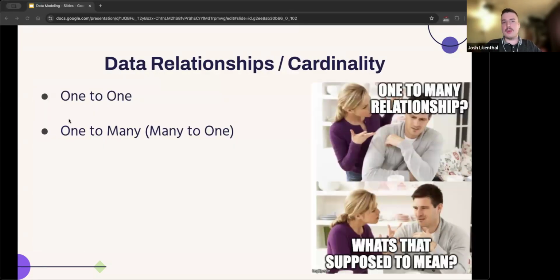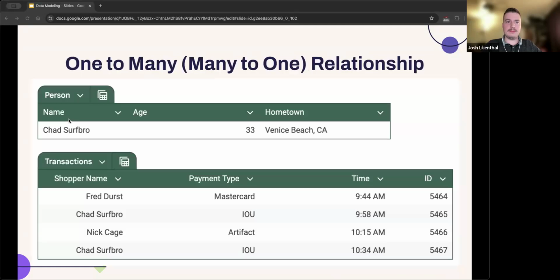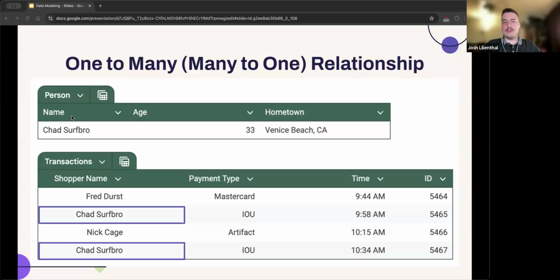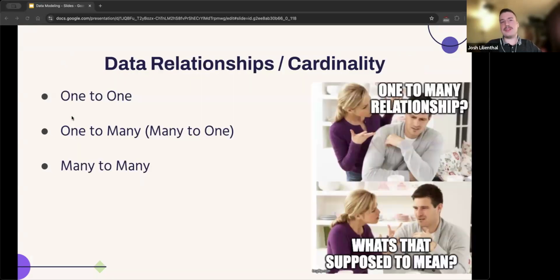The next relationship is one to many, or many to one. This term describes a relationship in which a single record in one table may be referenced many times in another table. For example, a single shopper has multiple transactions in a day, so one person is referenced multiple times in the transaction table. The last cardinality relationship is many to many.